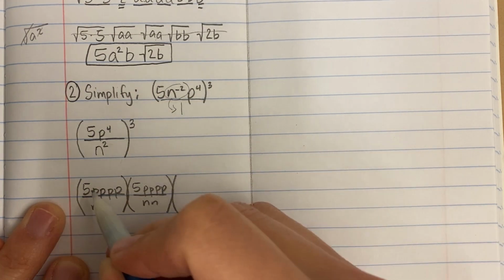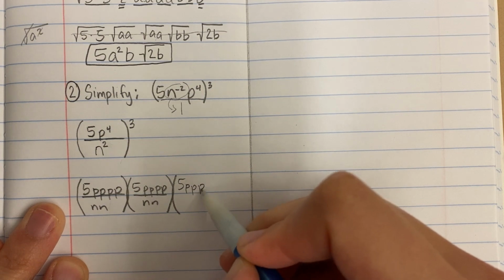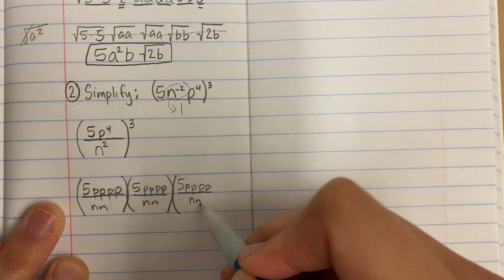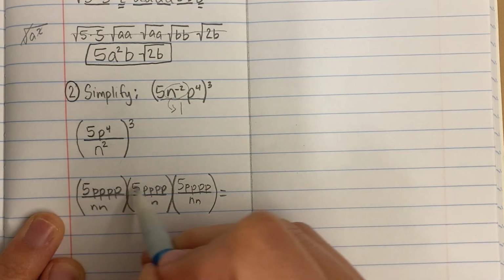A shortcut I like to use is to just write it out once and then just make the parentheses and pretend it's written out 3 times in my head. That saves a little bit of time. You can do that. But let's go ahead. We're going to multiply across the top first.